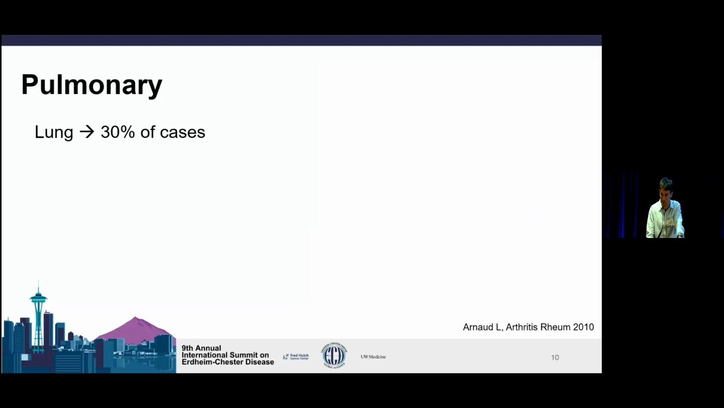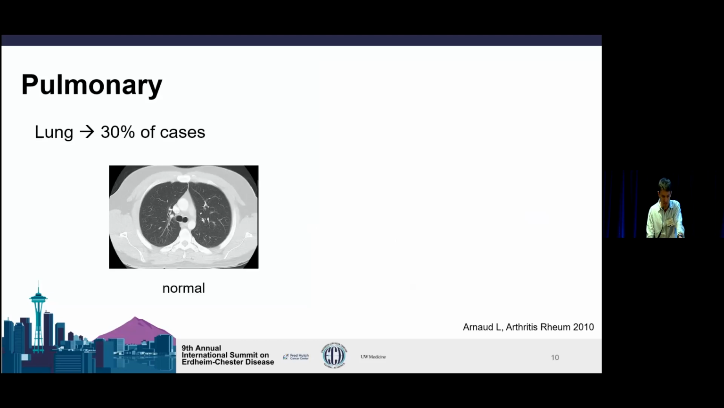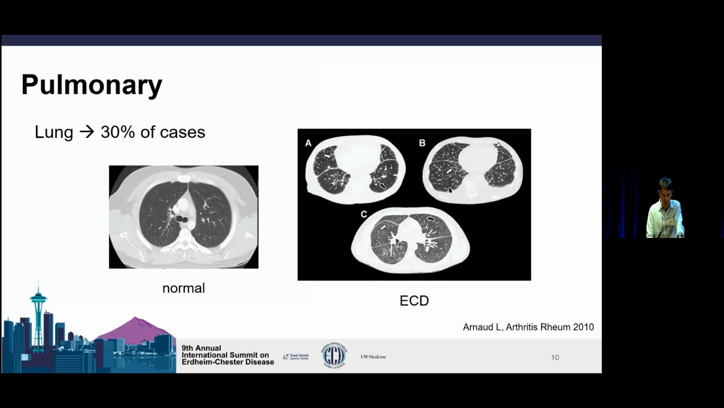Pulmonary involvement is found in around 30% of cases. This should be investigated with high resolution CT. This is how normal lung appears, and this is what we find in ECD. We can find mostly two different patterns. It's involvement of the septa, which is the architectural structure of the lung, and we can also have this aspect that's called the ground glass appearance of the lung.